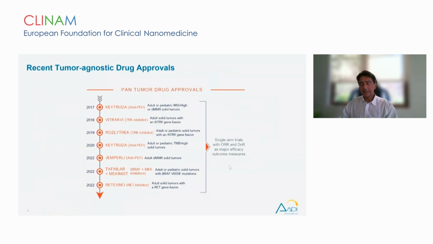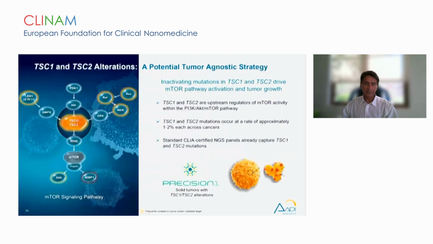And all it takes is a single arm trial. So there's no comparator trial. This is important to note because you could not do comparator trials for all of these different tumor types that you treat. And they approved with a response rate endpoint and with a duration of response as major efficacy outcome measures. So this is also very important because it gets you an accelerated approval and you don't have to do randomized studies for the initial approval.